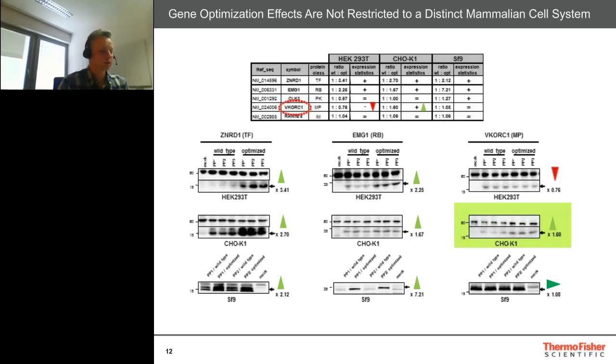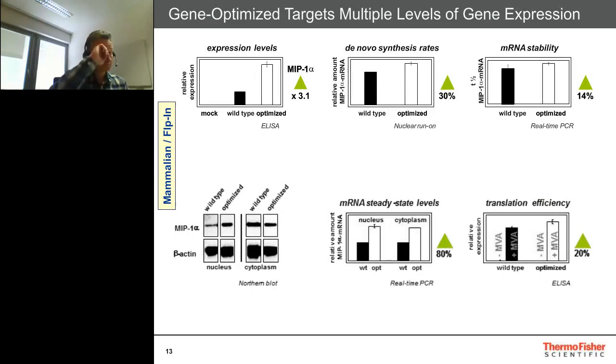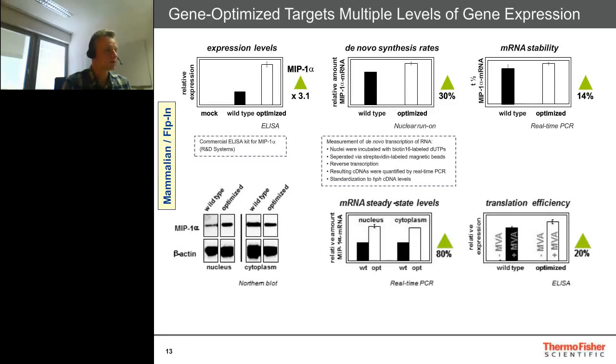So basically, that was the summary. Now, how is gene optimization working? I mean, on what level of the cell does it work, right? If we look at, for example, the MIP1 alpha here, we increased the expression 3 times, and we detected that in a commercial ELISA kit, and that 3 times increased expression is composed on several levels, so to speak.